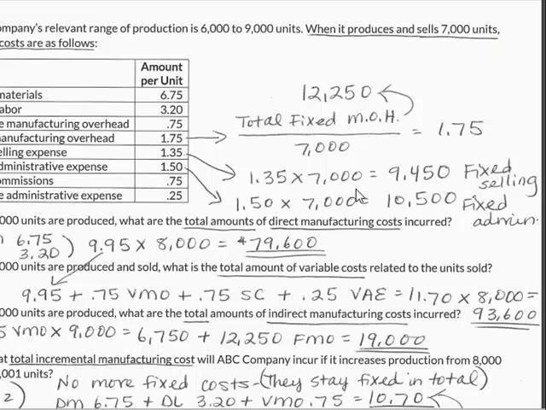So we can quickly figure out what our total fixed selling and total fixed admin expenses are too by multiplying these per unit amounts by 7,000 units.